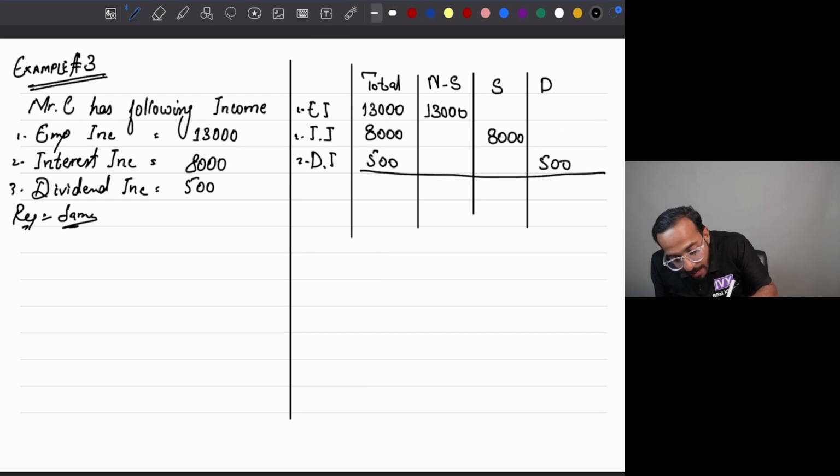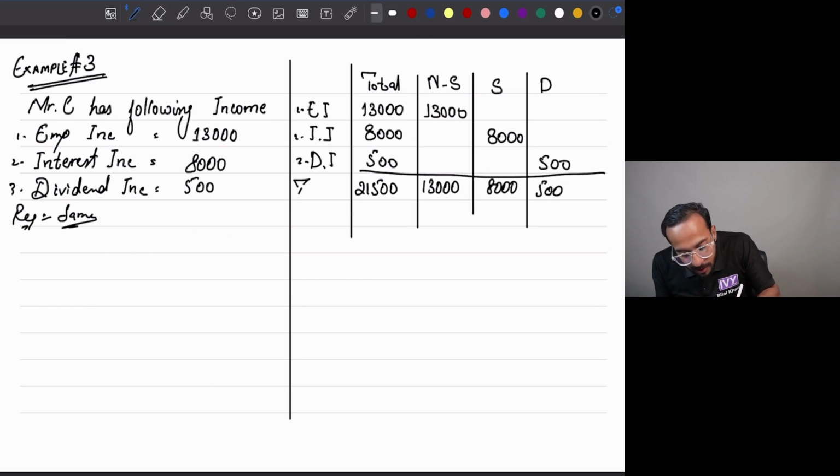Now you need to add 13 plus 8 plus 500, that is 21,500: 13,000, 8,000, and 500. It is your total income. Now less personal allowance, that is 12,570.